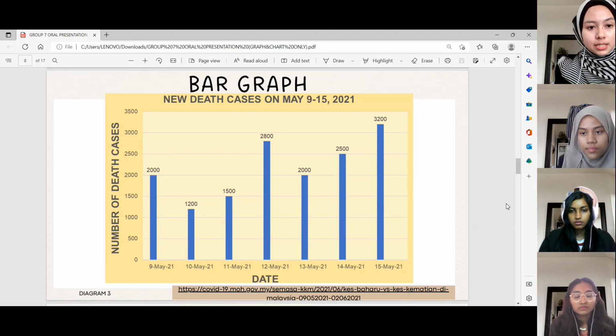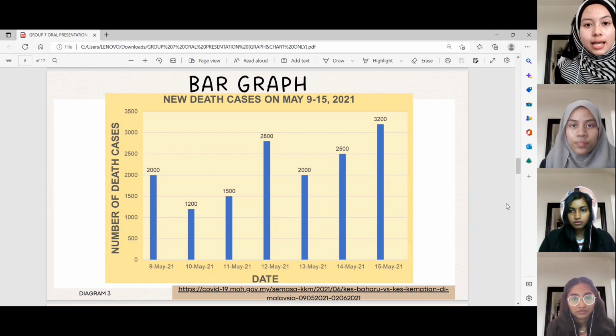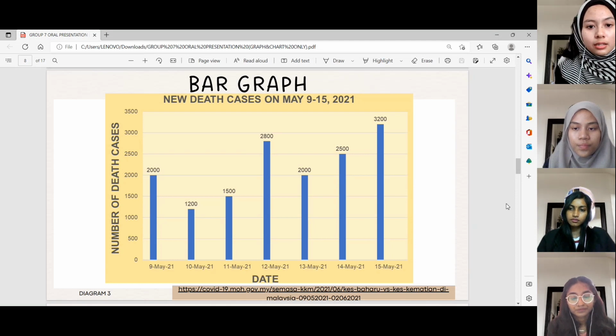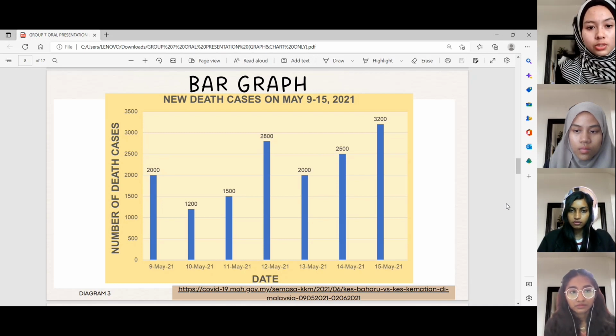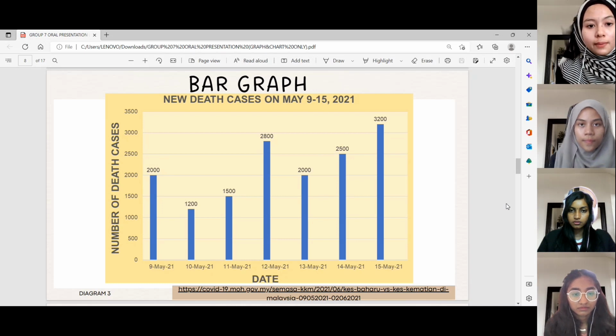For comparison, first, on 9 May 2021, the number of new death cases was significantly higher than on 10 May 2021. It is clear that 2,000 people died on 9 May 2021, but only 1,200 were reported on 10 May 2021.